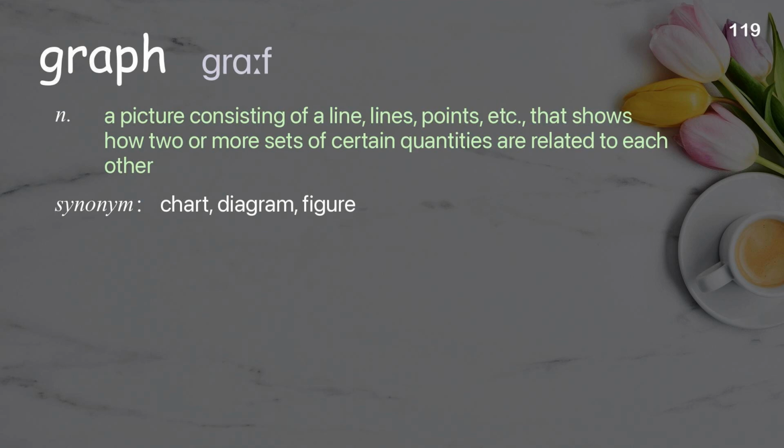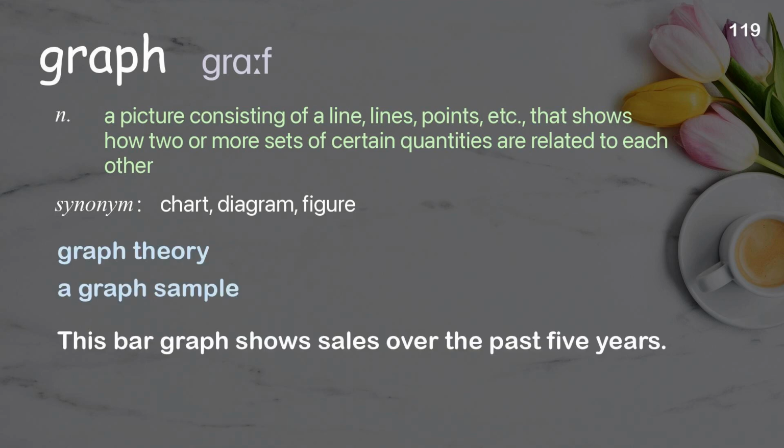Graph: a picture consisting of a line, lines, points, etc., that shows how two or more sets of certain quantities are related to each other. Examples: graph theory, a graph sample. This bar graph shows sales over the past 5 years.